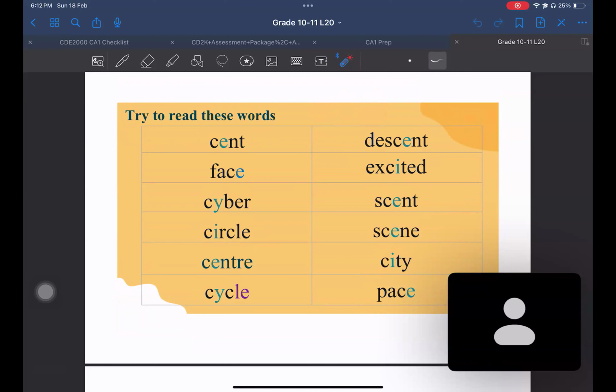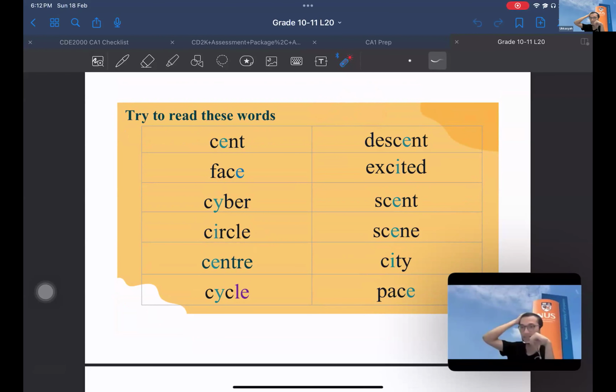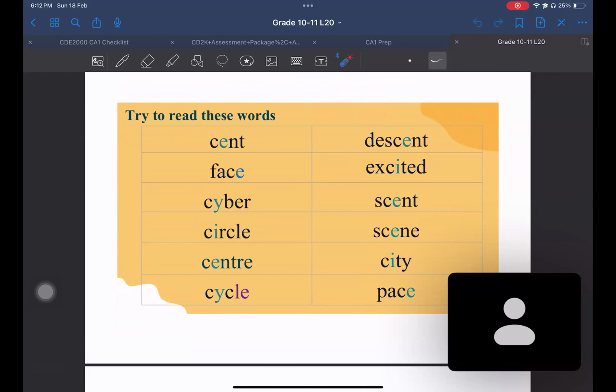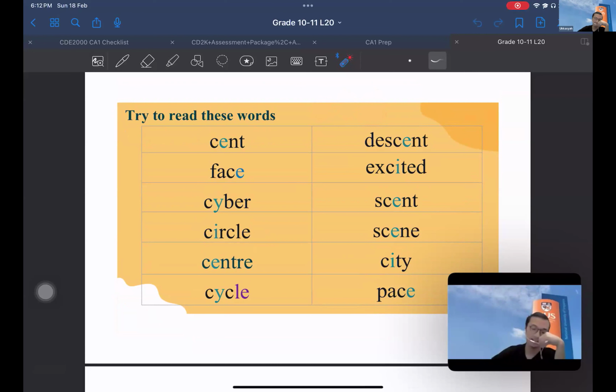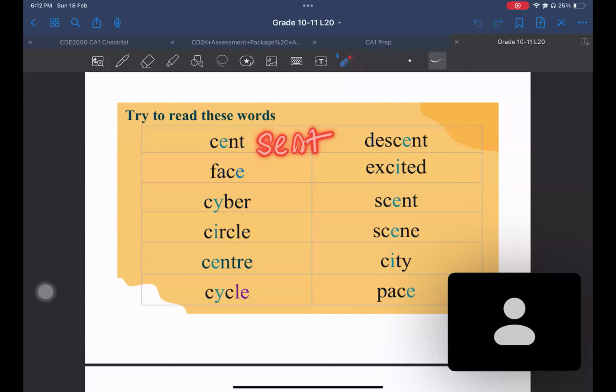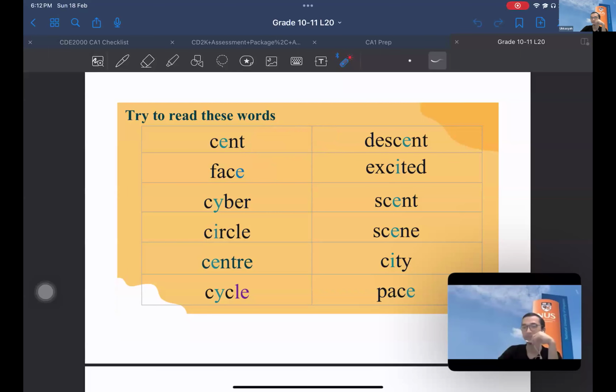So in this case, how you pronounce it is similar to how you pronounce an S. So you just imagine sense, but how you pronounce it is S, E, N, T. But the way you spell it is different, of course. Descent is the same thing.